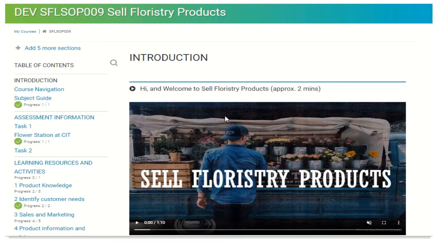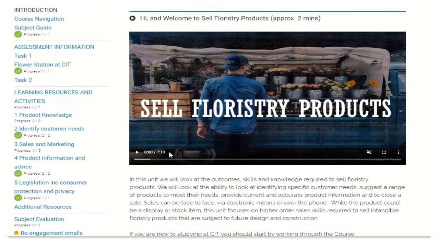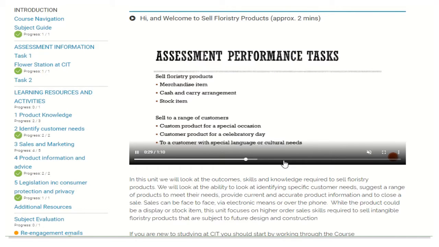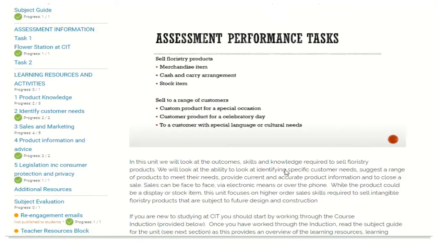I'm just going to quickly show you a course that we've recently put together for Cell Floristry products. I think it's always useful to have a strong first impression, and so like other units, this has an introductory video. It talks the students through what they're going to be learning, the things that they might get assessed on, and just the basics of what the unit is about.